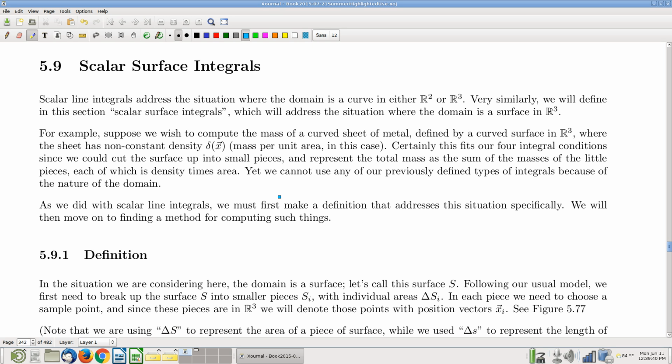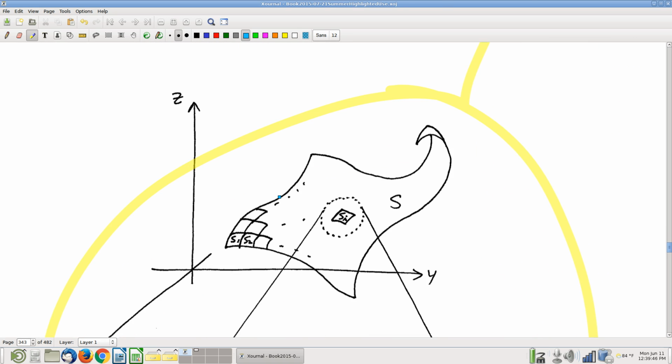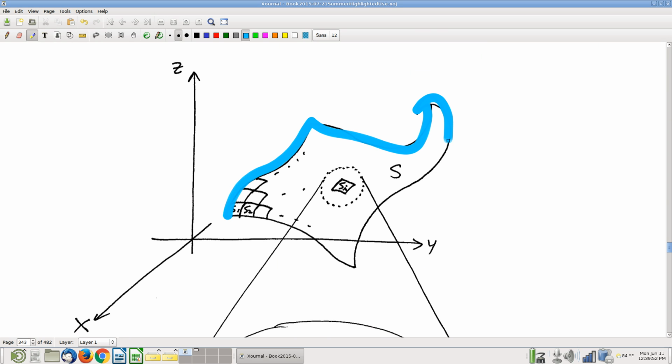This is a very, very similar idea to what we just talked about, scalar line integrals. It's just now suppose that I have a surface. Now, what kinds of applications might we be interested in talking about here? Well, gosh, there's lots of them. Maybe instead of a bent rod following a curve, maybe we have a bent sheet of metal following some surface. Something like that. And for whatever reason, I want to compute the mass.